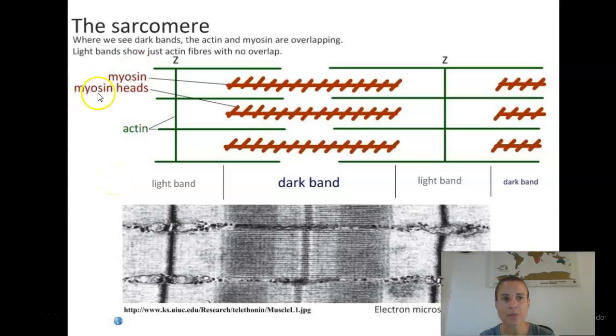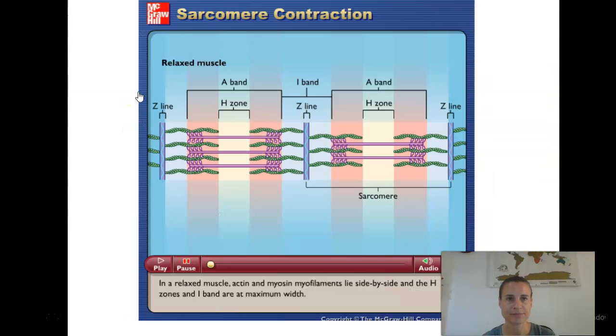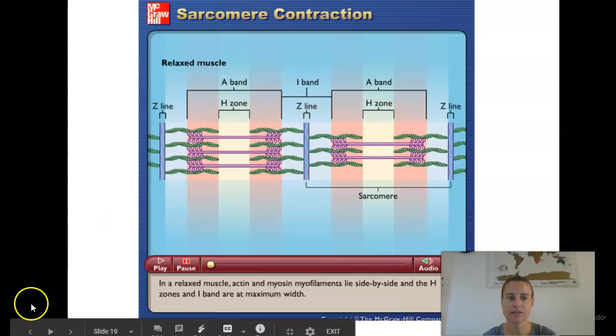Something to note, and this will be relevant a bit later: the myosin, as well as being a fibre, has these attachments off the fibre called myosin heads, and that very much helps with the contraction. Okay, so we're just going to watch this video. I want you to pay really particular attention to what happens to the Z lines, the I band, the A band, and the H zone. So when the muscle contracts, what happens to each of those things?